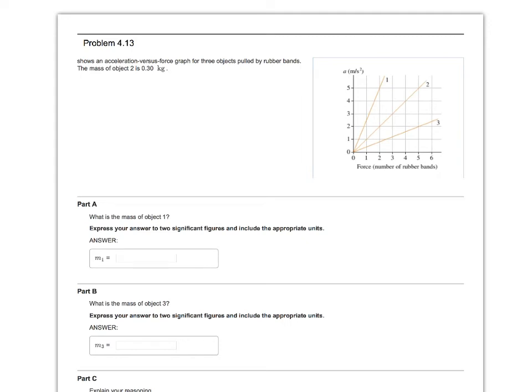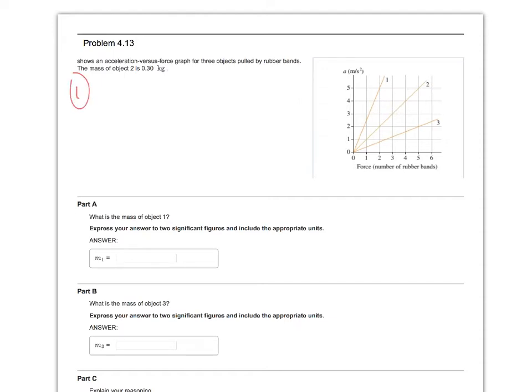For this problem, we have this graph here showing the force exerted on three different objects and their resulting accelerations. We know the mass of one object, object 2 here, is 0.3 kilograms. And we're asked to use that to find the other two masses. So there's two ways of doing this.